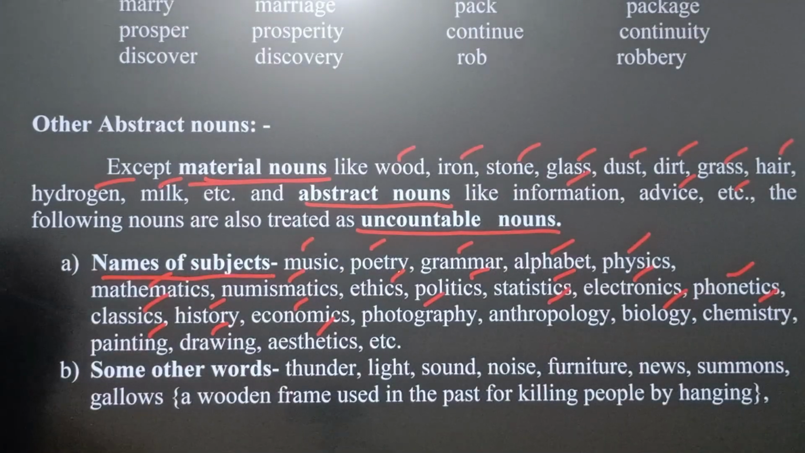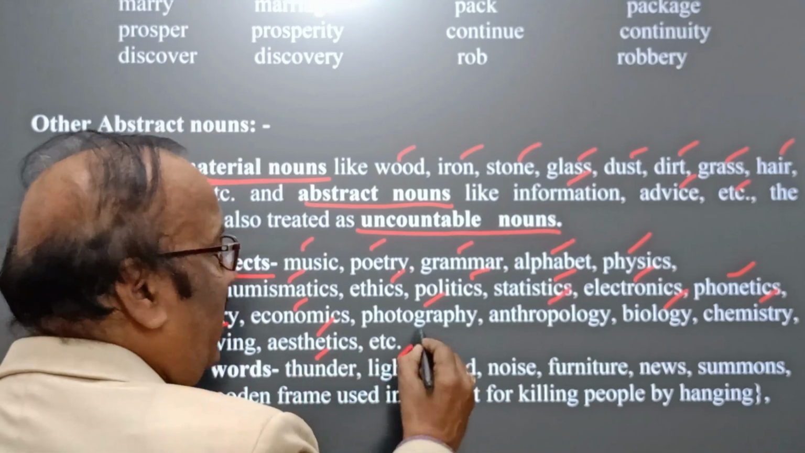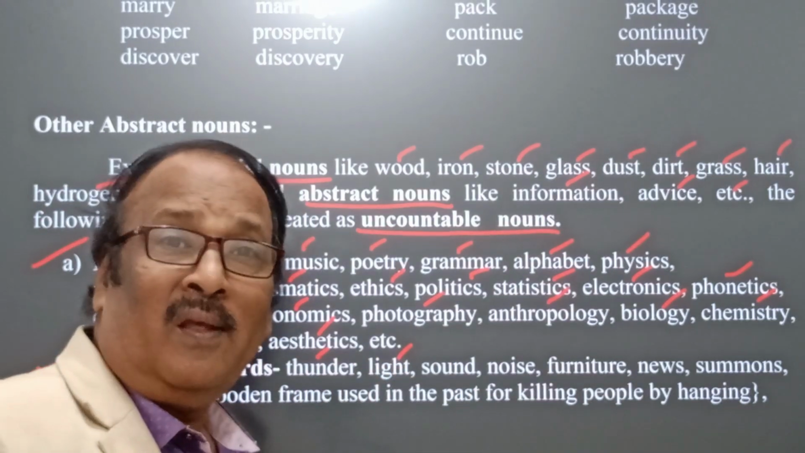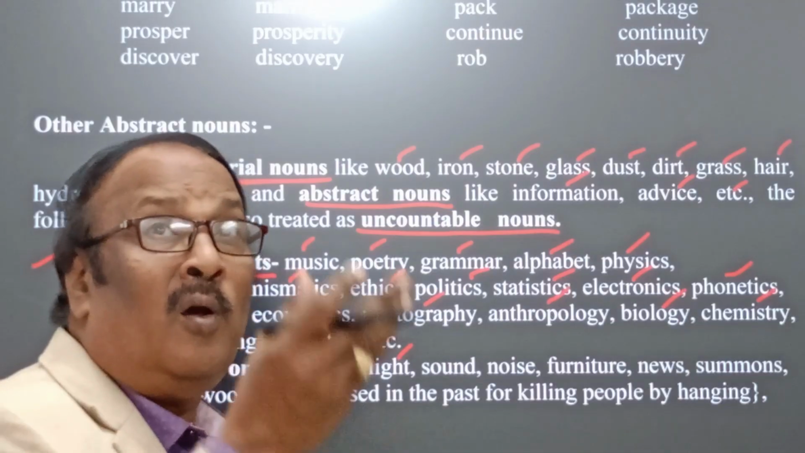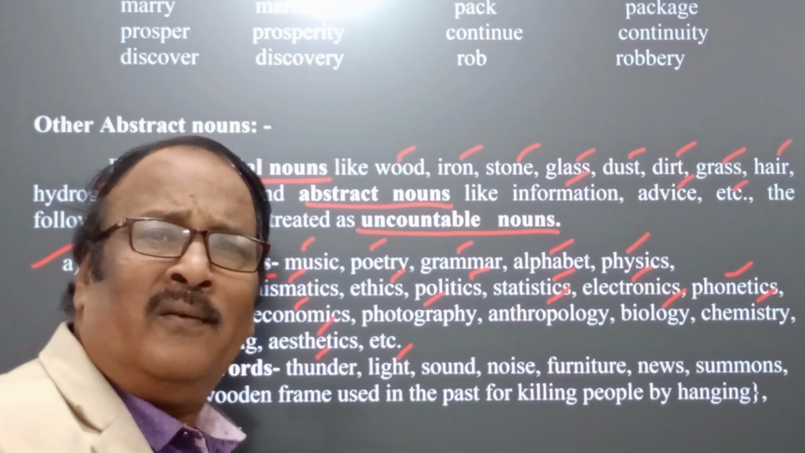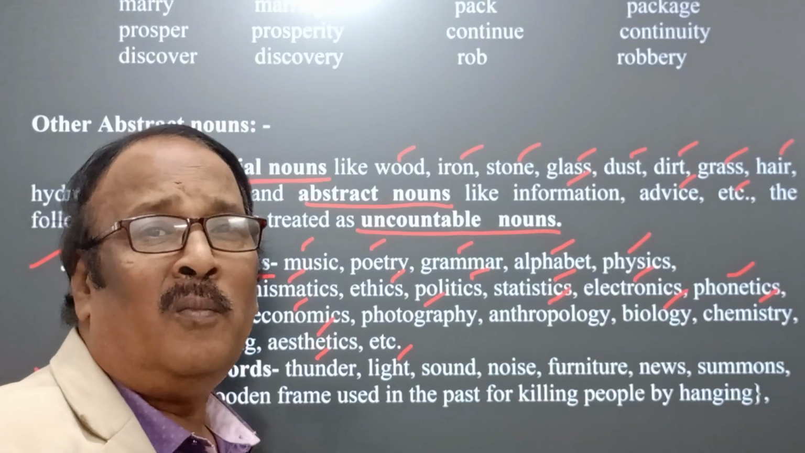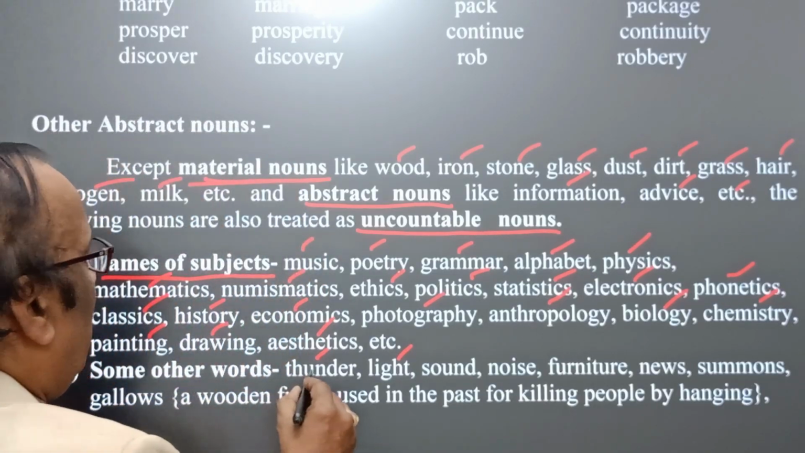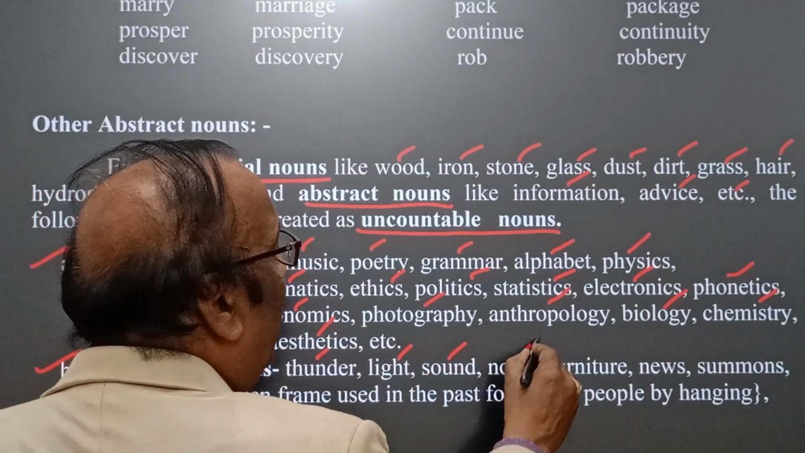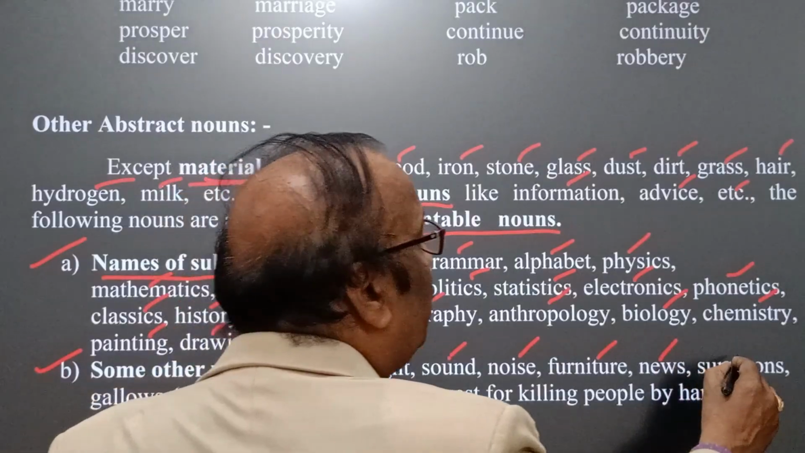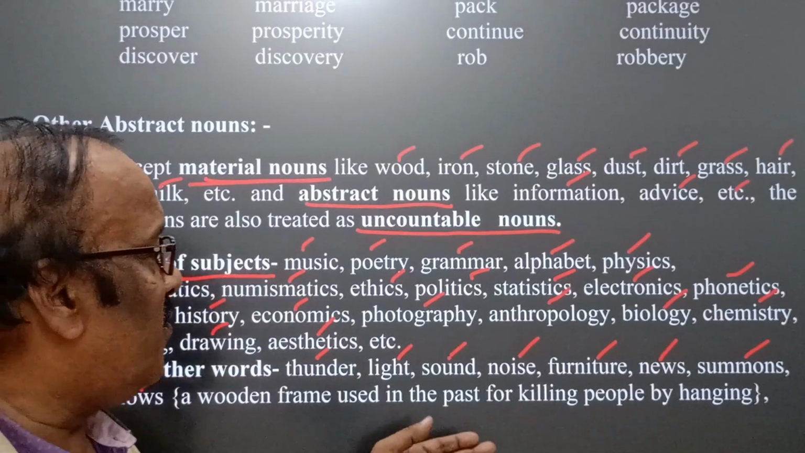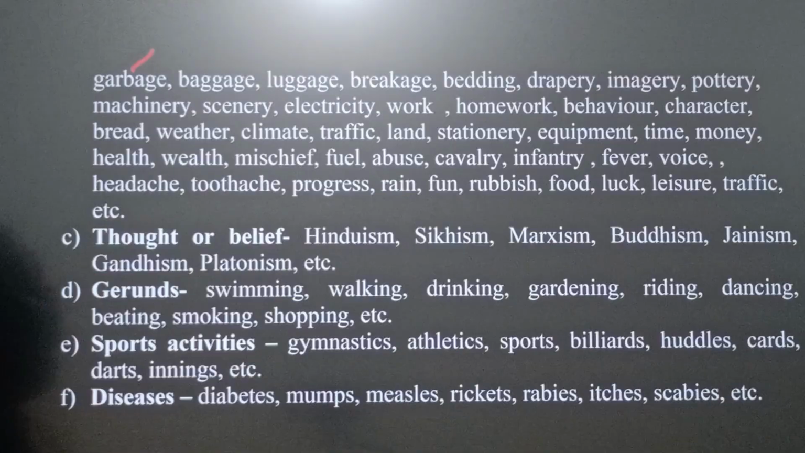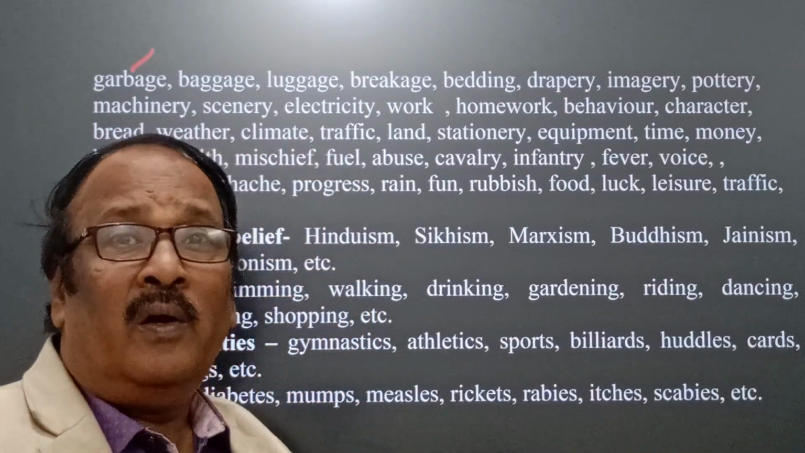Now come to the next idea, that is some other words like thunder, light. We cannot count them. Thunder, light, yes, because the light coming from sun or any bulb, we cannot count them 1, 2, 3, 4. Therefore, thunder, light, sound, noise, furniture, news, summons, gallows, a wooden frame used in the past for killing people by hanging. Garbage, that is very dirty things.